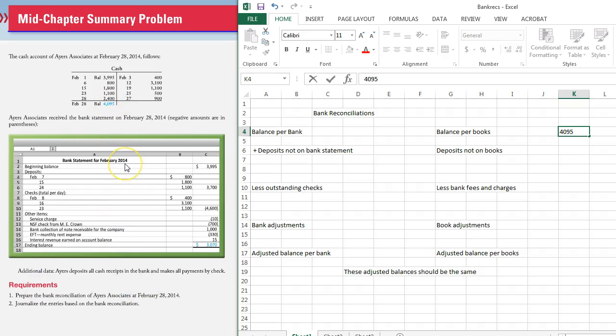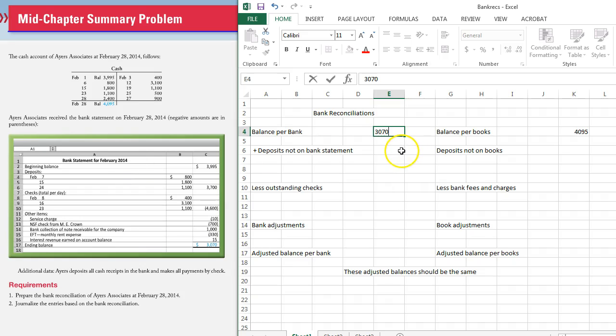So the bottom of the left-hand side is the bank statements for Ayers Associates. So the ending balance here is $3,070. Okay. So it says we're supposed to prepare a bank rec, do the journal entries. We can handle that. So what's next? Well, we need to know which checks are outstanding, I guess.